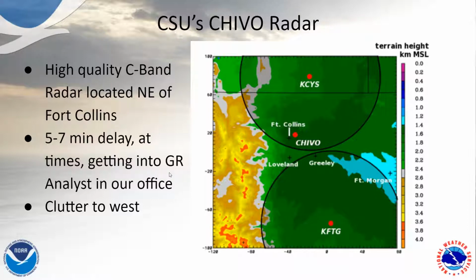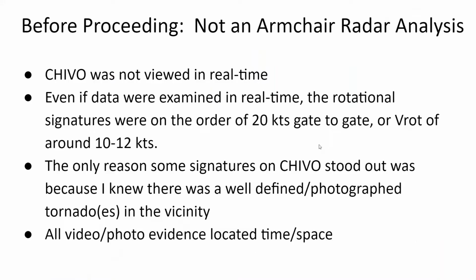Part of the deal with CHIVO is that there's about a 5 to 7 minute delay from time to time getting that data into GR analyst into our office in real time. So we couldn't really use it in real time. I mean, you still can, but with that delay, it's challenging. There's a boatload of clutter to the west of the radar. So if we're trying to look at stuff in the Fort Collins area, it's challenging. But to the east, which is where those tornadoes were, it's actually really good close to the ground.